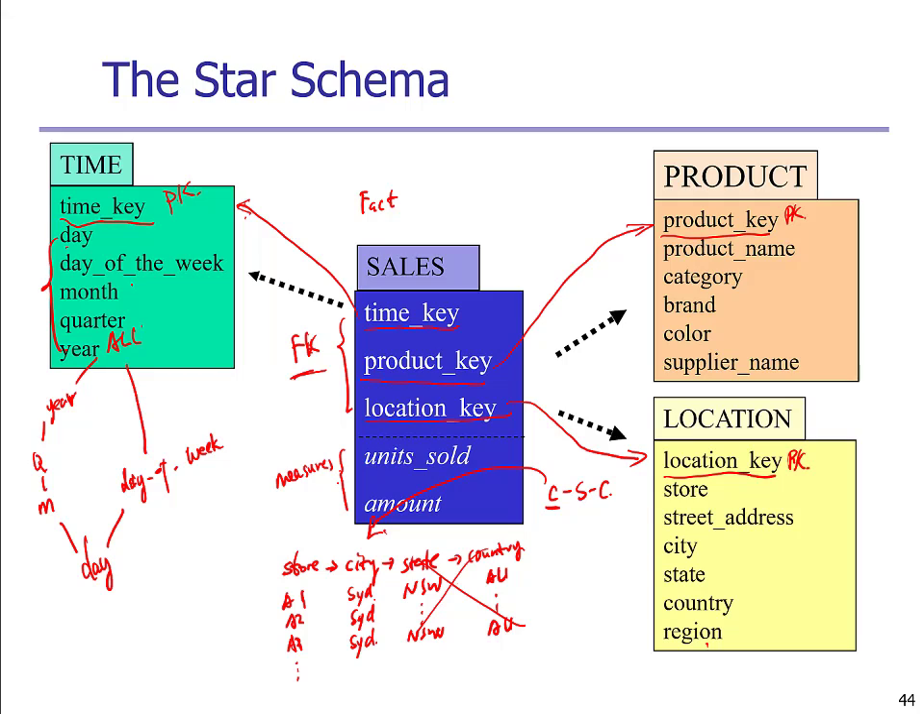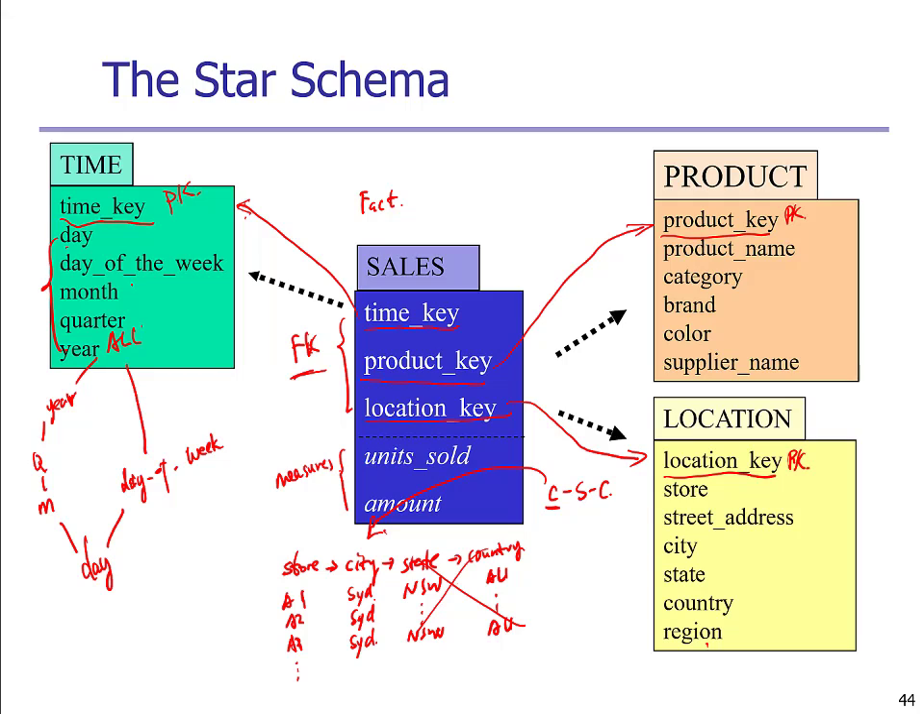So when you draw this kind of star schema, always remember, we probably have this kind of question in the exam or in the assignment. So you need to know what is the fact table and what are the dimension tables. Also, how many dimension tables are you going to have? It depends on how you model the problem, of course.